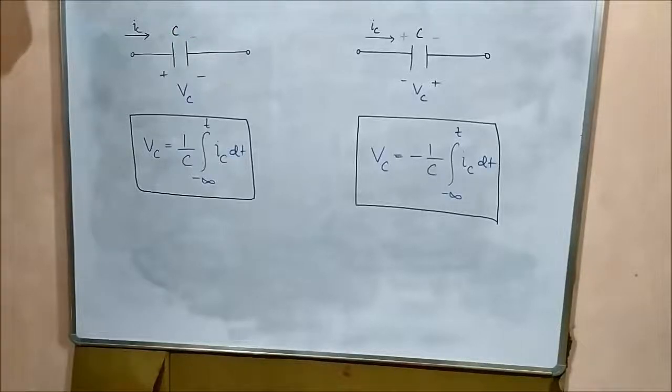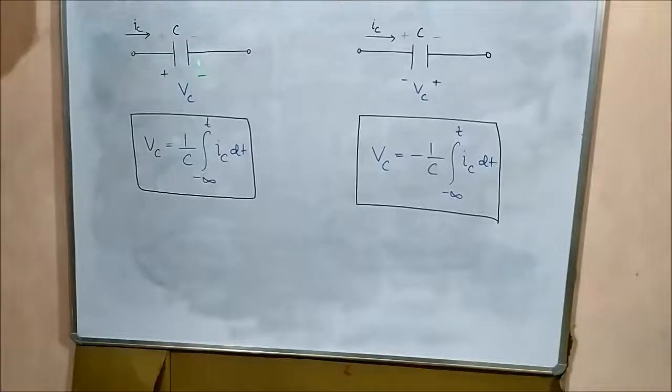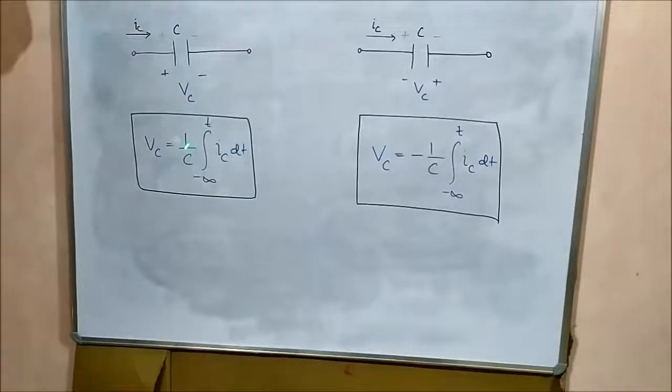It means that this capacitor is absorbing power from an external voltage source or power source. So that's why the positive to negative sign is placed. The voltage across the capacitor is measured in the same direction. So here it is positive, here it is positive, here it is negative, here it is negative. That's why the voltage across the capacitor will be plus 1 by C integral from minus infinity to t of IC dt. It is also the same as that.